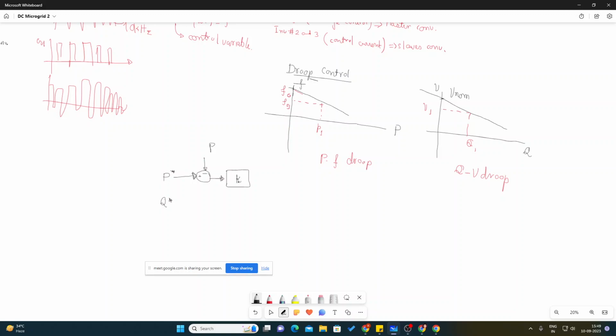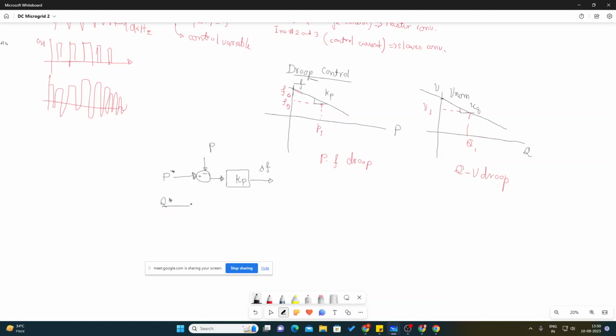I will have a KP. Now what is KP? KP is this slope here, and let's name this slope to be KQ. This will provide my delta F.